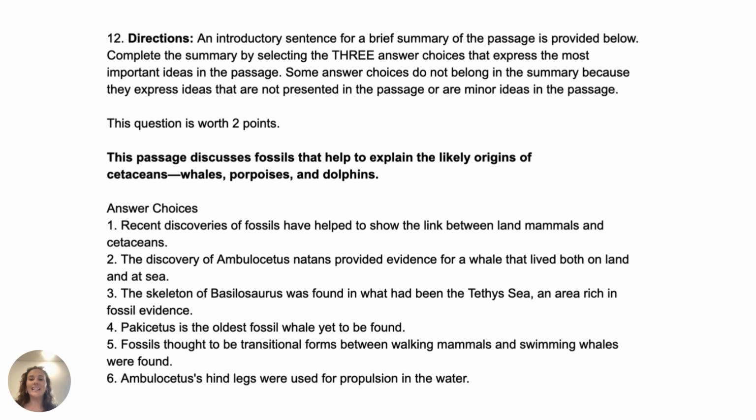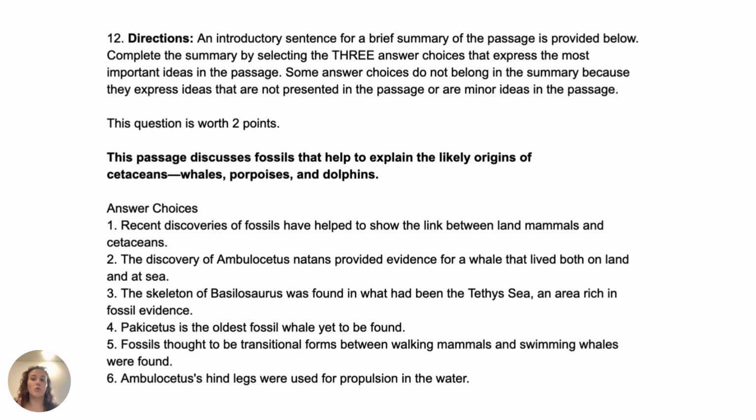Do not be intimidated. Do not be scared by summary questions. They look very challenging, but they're not as hard as they look. The most important things to remember for summary questions: there are 3 right answers and 3 wrong answers. The order of the right answers does not matter. So if the answer is 1, 2, 3, it doesn't matter if you click 3, 1, 2.